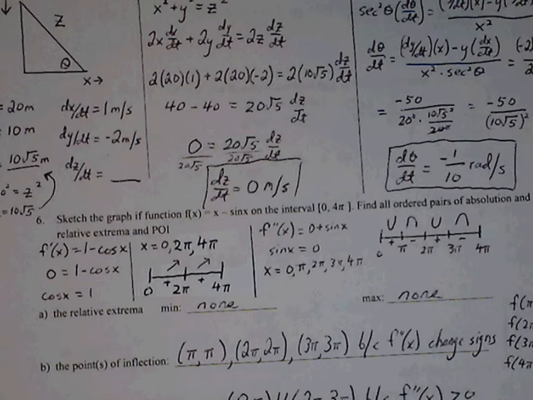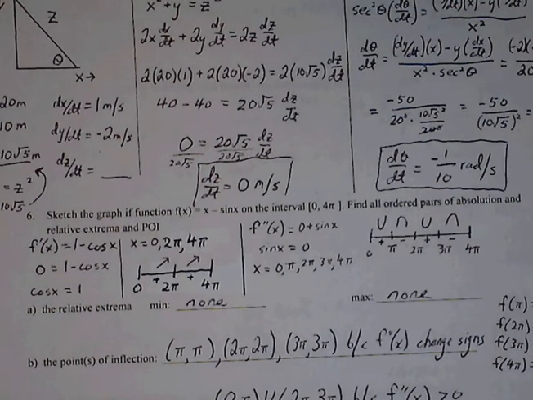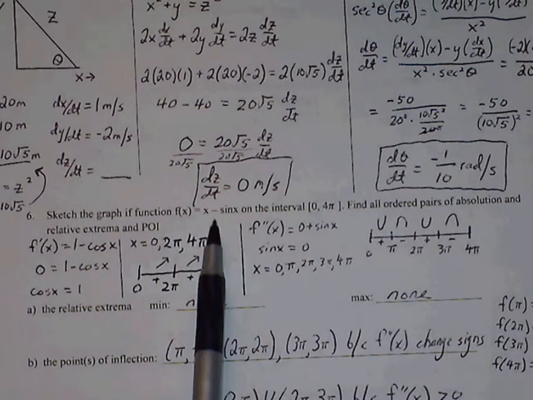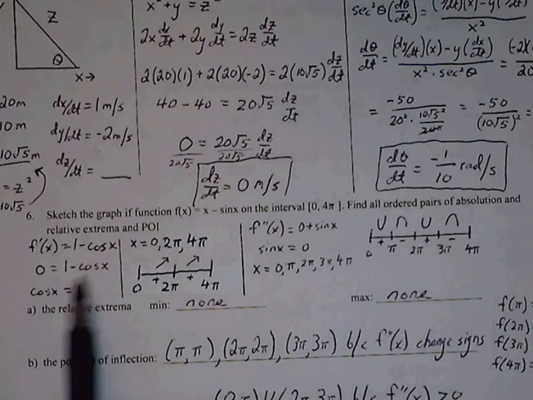Okay, number 6, sketch the graph of our function x minus sine of x on the interval from 0 to 4 pi. Find all ordered pairs of absolute and relative extrema and POI. Okay, we find our derivative first. X minus sine x becomes 1 minus cosine x. Set that equal to 0.